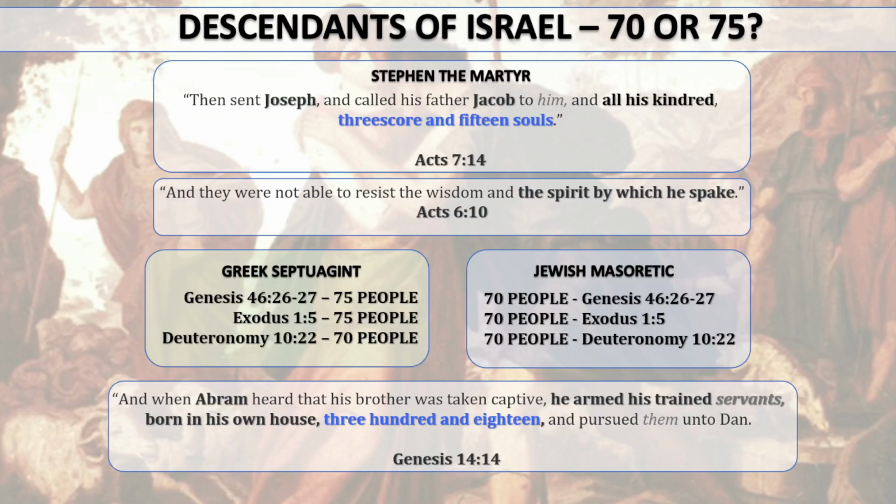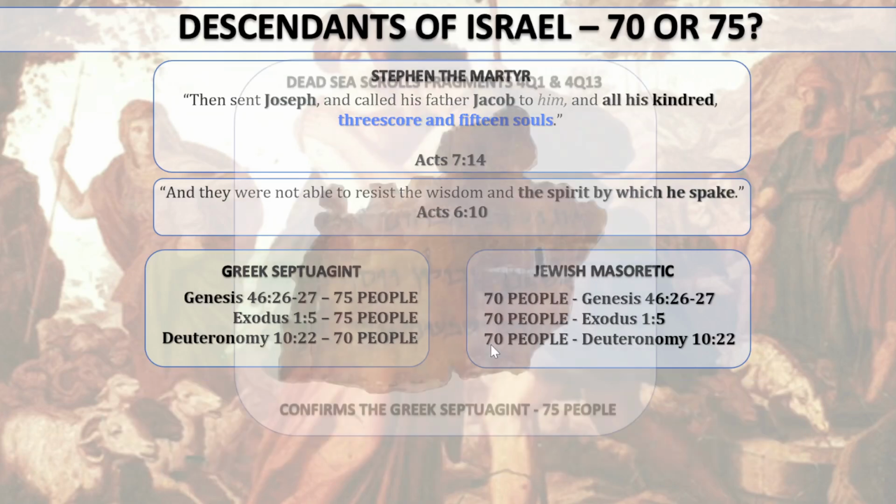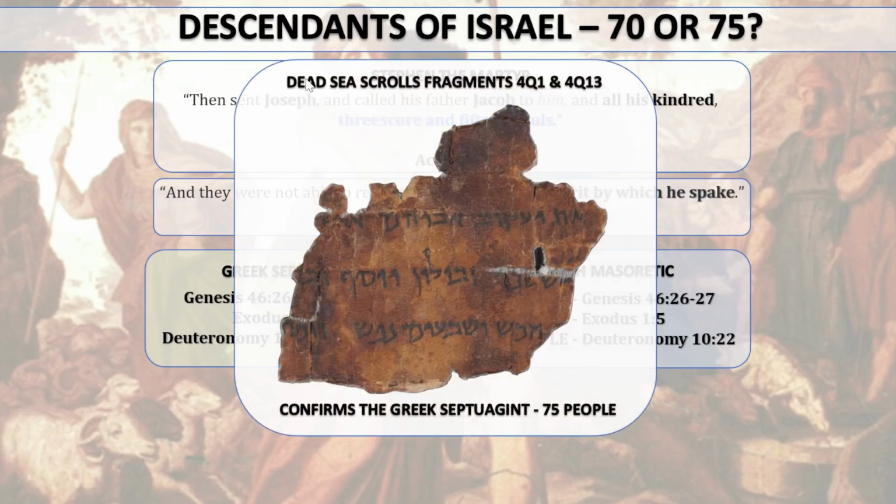So the house of Israel was huge when it went into Egypt. This is only counting the direct descendants of Israel. And again, all right, when we go to the Dead Sea Scrolls, we found a Hebrew manuscript fragment that confirms the Greek Septuagint, that it says 75 people. So written in here, we actually have in Hebrew confirming the Greek Bible, saying the Masoretic is wrong. The Jews must have changed their Bible to mean 70.